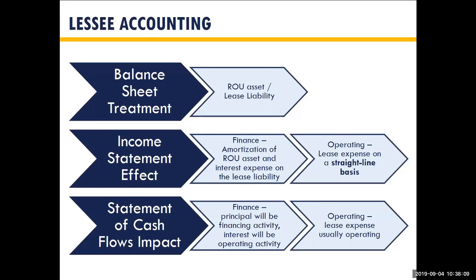Moving over to operating leases, income statement effect, the lease expense is on a straight line basis, and so it really should be very similar to the expense recognition under 840. So the new guidance and old guidance as far as the income statement goes should be very similar, and the same goes for the cash flow statement. Those operating lease payments are generally under the operating cash flows.